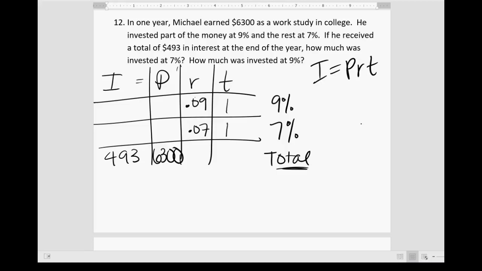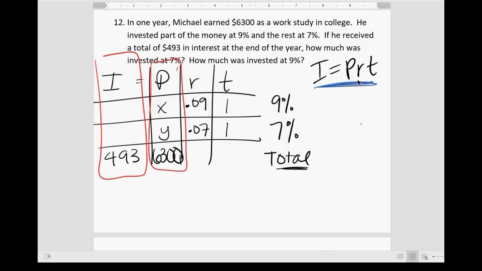How much was invested at 7%? So what was his principal at 7%? We don't know. We're going to put a variable. I'm going to put Y just because it's second in my column. And then how much was invested at 9%? We'll say that's X because we don't know what that is. It's an unknown. It's a variable. So these two columns are going to give us our equations for our system. But we're missing information here for the interest. But to get that, we're going to use our interest formula.